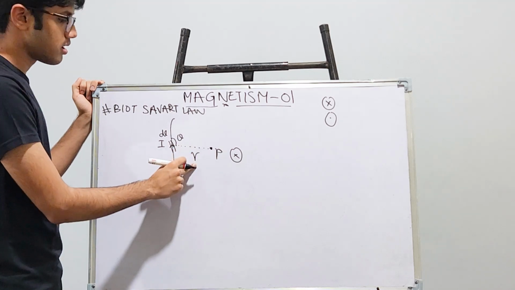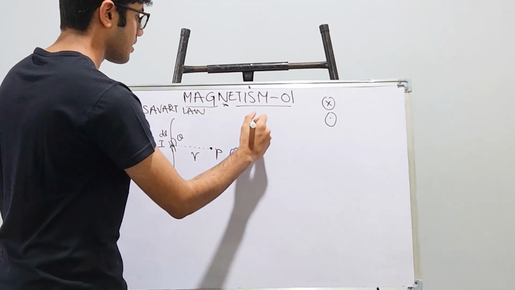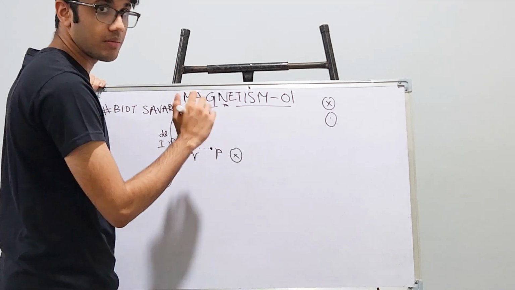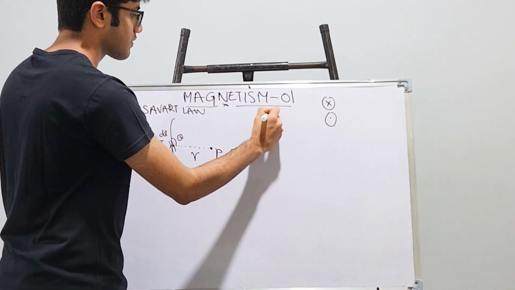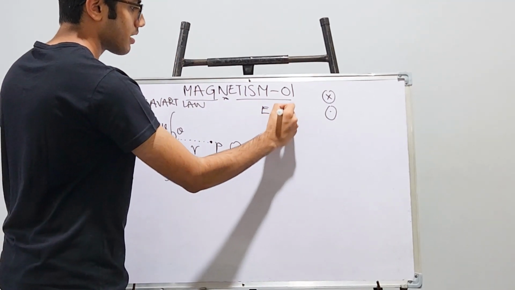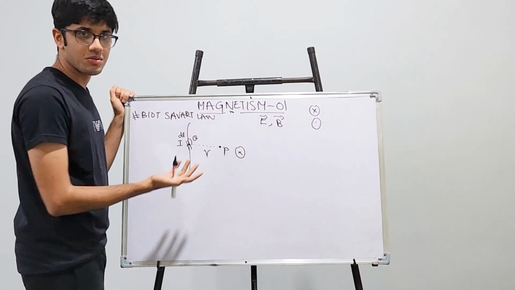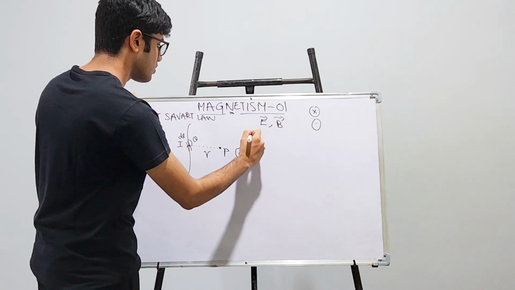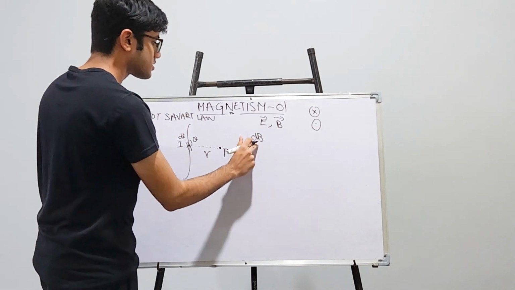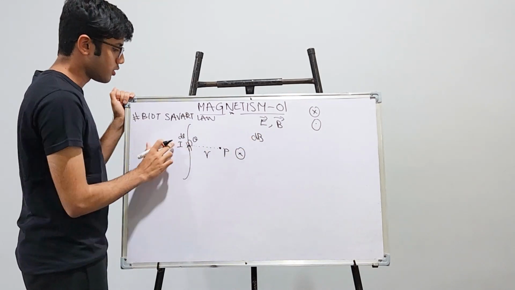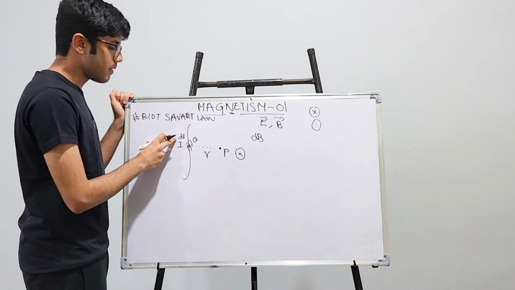So we know that magnetic field, like in my previous videos where we denoted electric field with E, we denote magnetic field with B. They both are vector quantities. These are pretty much the basics. So dB is the small amount of magnetic field generated due to this current element dl.